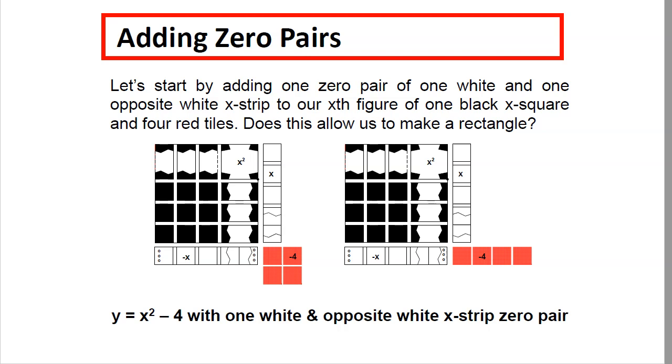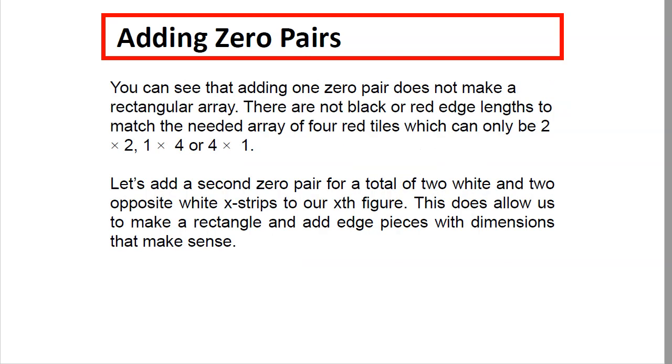Can we make a rectangle? You can see that we have the red tiles arranged in 2 ways, a 2 by 2 array of red tiles or a 1 by 4 array of red tiles. You can see that neither one of those, the edge pieces, will match. You can see that adding one zero pair does not make a rectangular array. There are not black or red edge lengths to match the needed array of 4 red tiles, which can only be 2 by 2, 1 by 4, or 4 by 1.